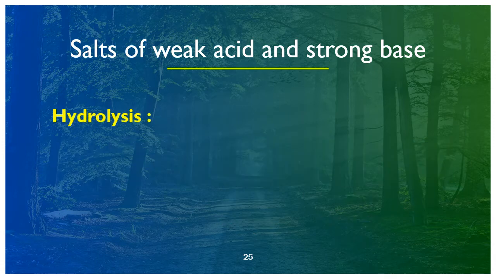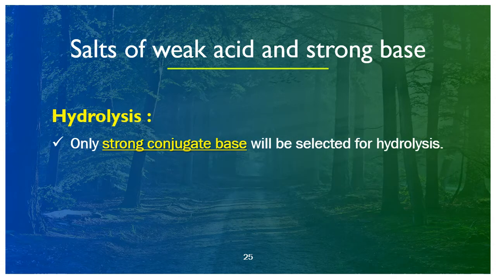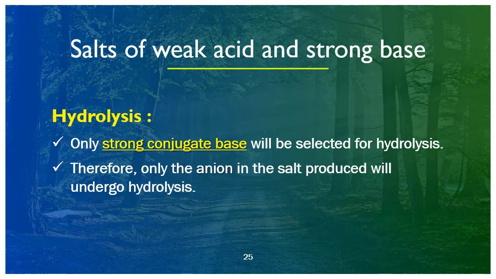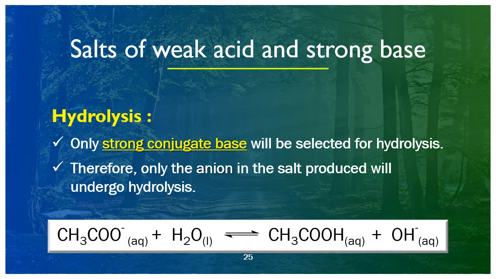We know that in hydrolysis, only the strong conjugate will be selected. Therefore, only the anion in the salt produced will undergo hydrolysis. The anion, the ethanoate ion, hydrolyzes with water to produce ethanoic acid and hydroxide ions.